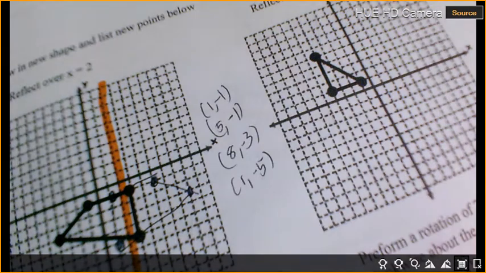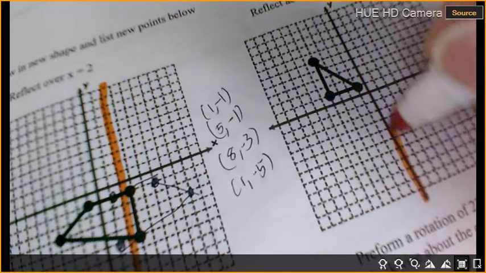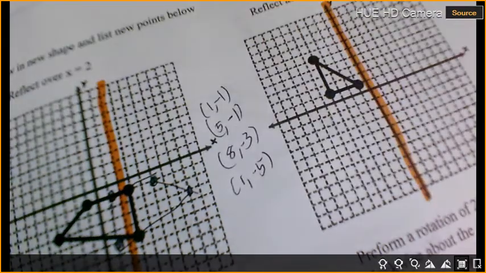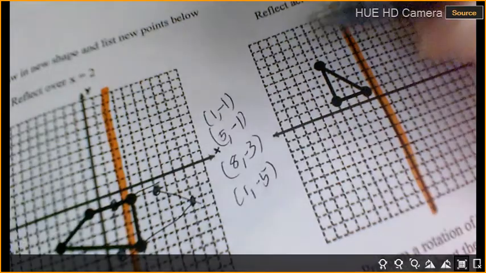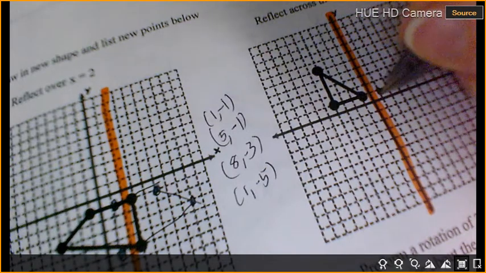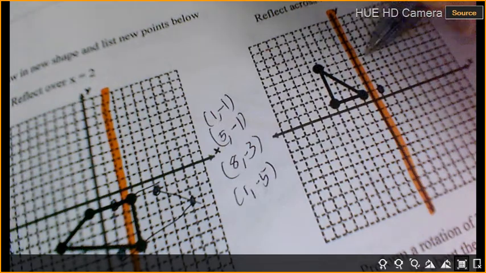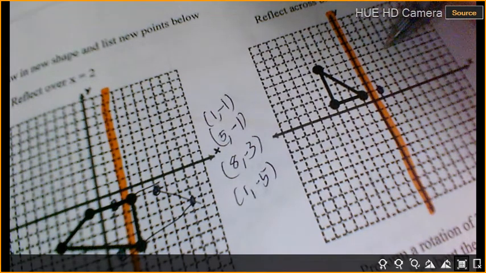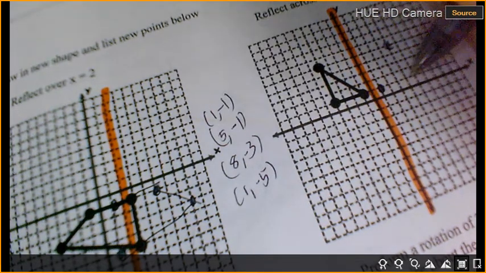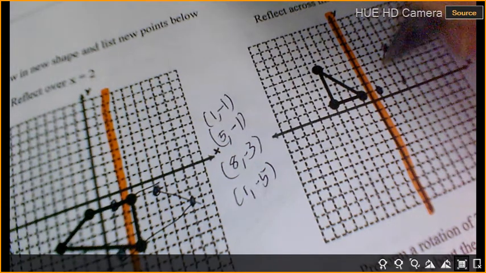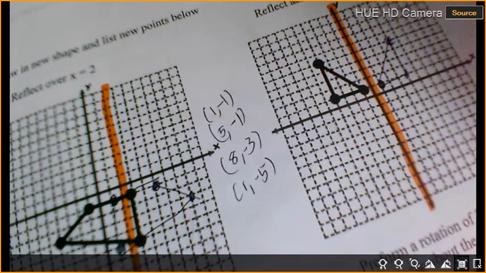Yep. So it says reflect across the y-axis. This is the y-axis right here. Okay? So it's just across there. So this is 1 away from that orange line. It's 1 away on the other side. This is 1, 2, 3, 4. So it's 1, 2, 3, 4 on the other side. This is 4 on this side. That's your new one. Others?